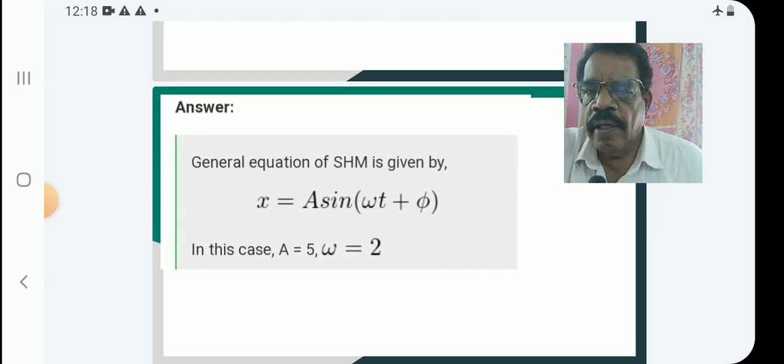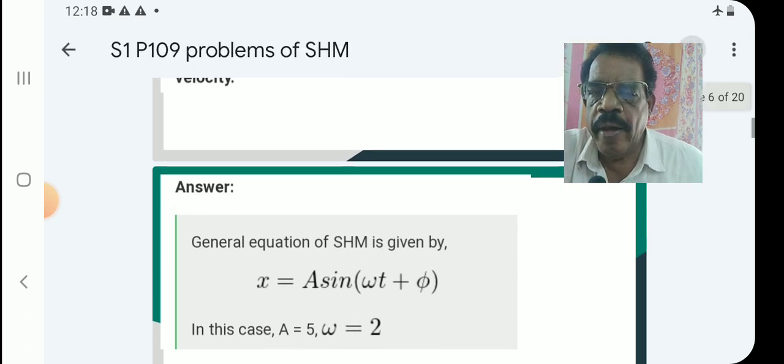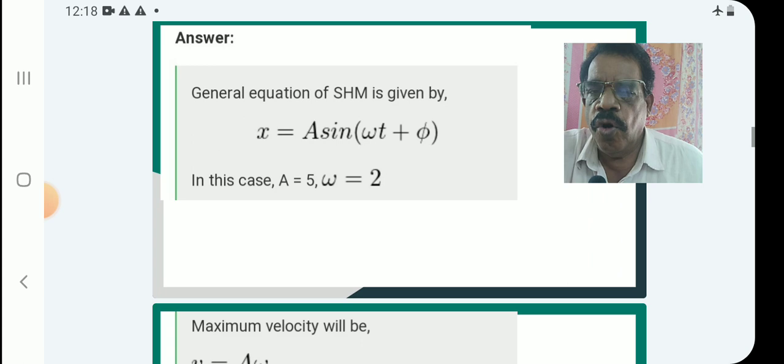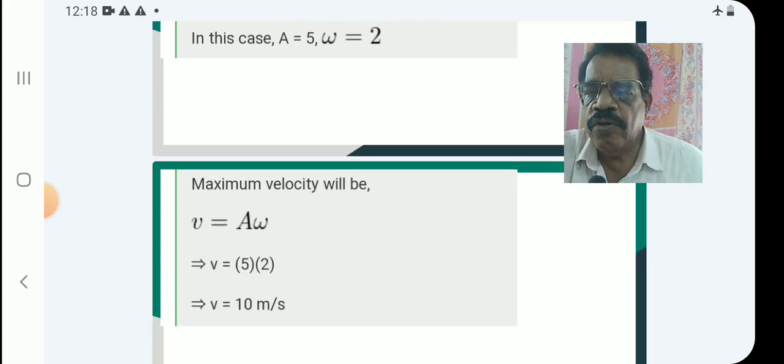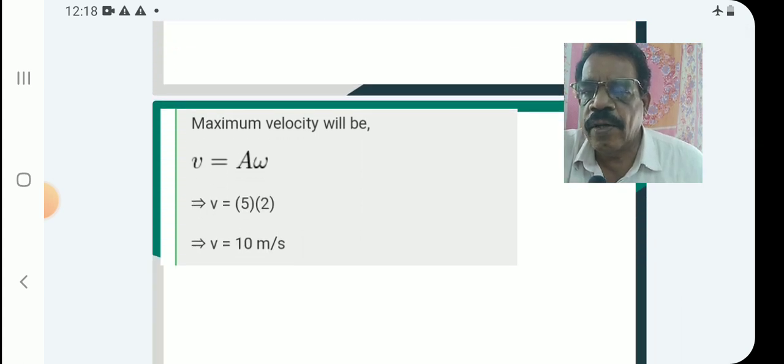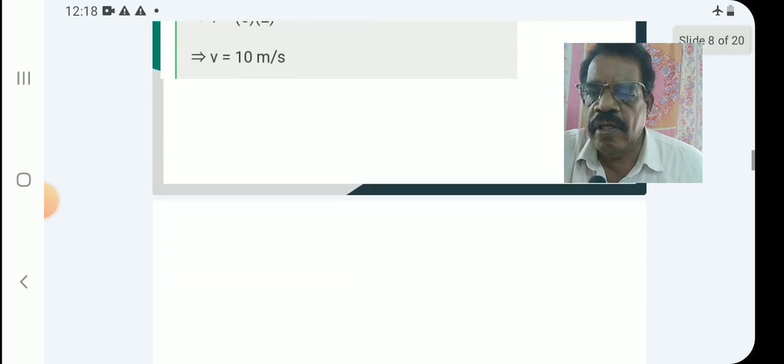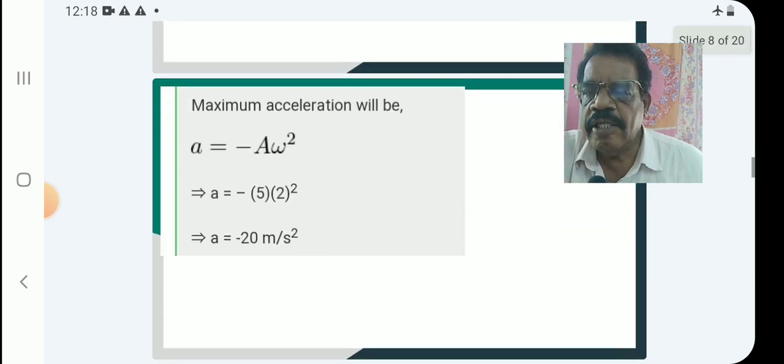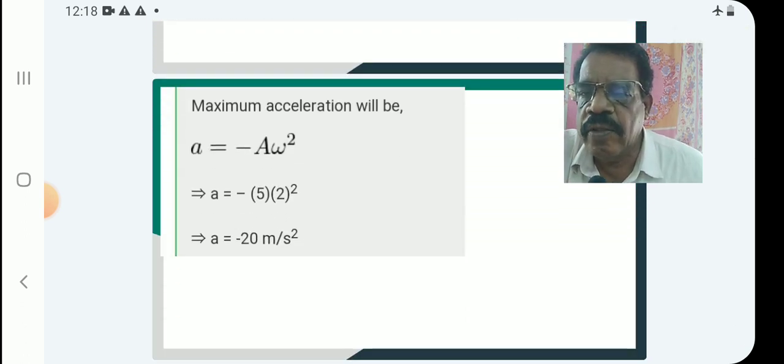Answer, you look. General equation of SHM is x is equal to a sin omega t plus phi. In this case, a is equal to 5, 5 cosine, omega is 2. Omega t, cos omega t is cos 2t. Omega is 2. Maximum velocity v max is a omega. That is maximum velocity is 5 into 2, 10 meter per second. This is the maximum velocity. And the maximum acceleration is minus a omega square. That is minus 5 into 2 square. That is minus 20 meter per second square.